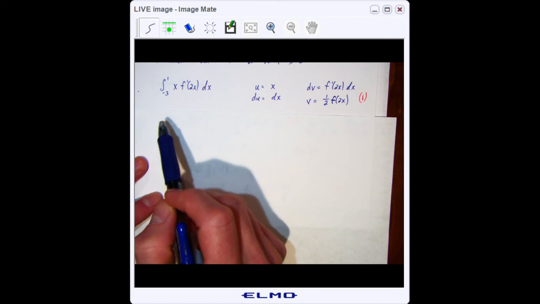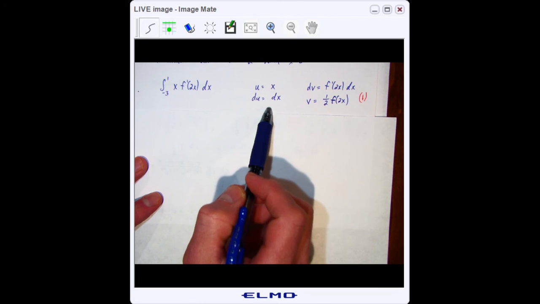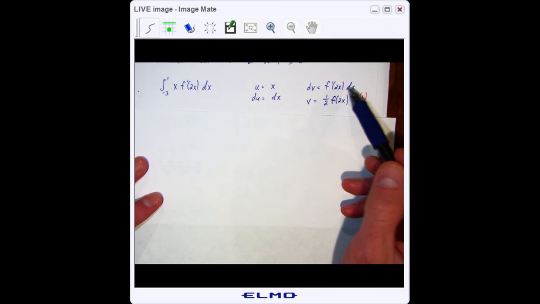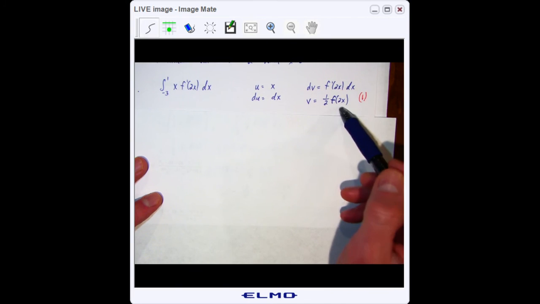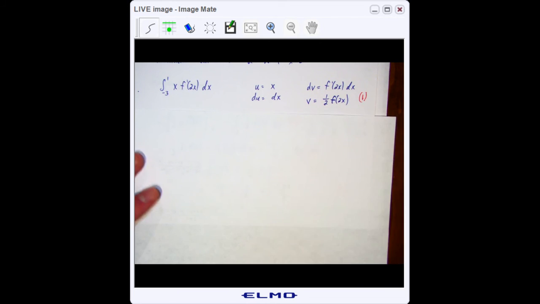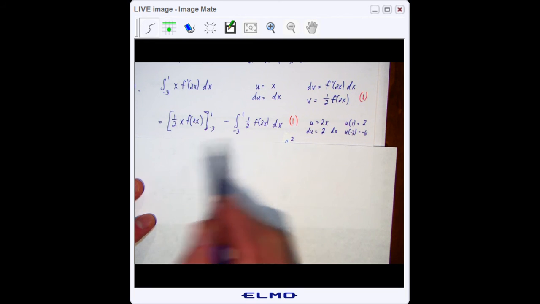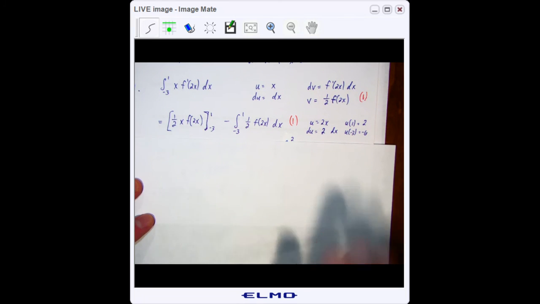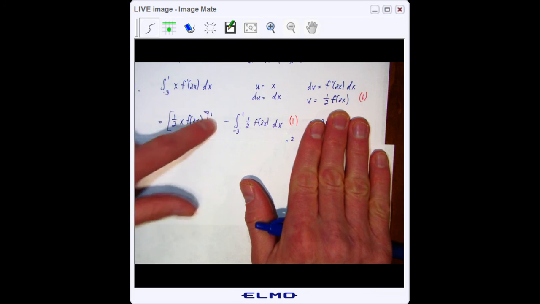All right, so you want to make u be x, so when I do the du, the derivative, it goes away. And then my dv is f prime of 2x, and the antiderivative of f prime of 2x is f of 2x times 1/2 to undo the chain rule. Now write it in this form using integration by parts: uv minus integral v du.